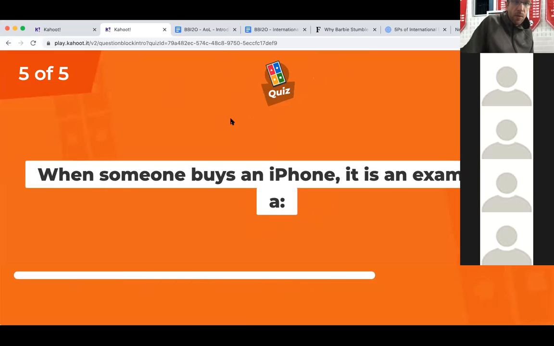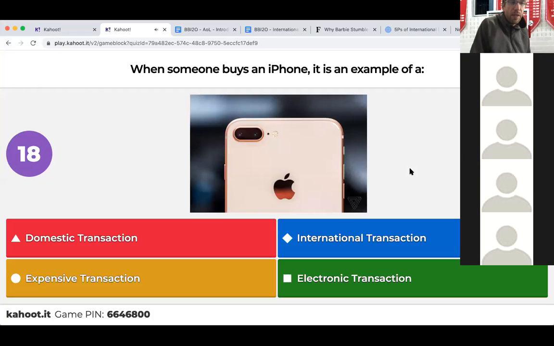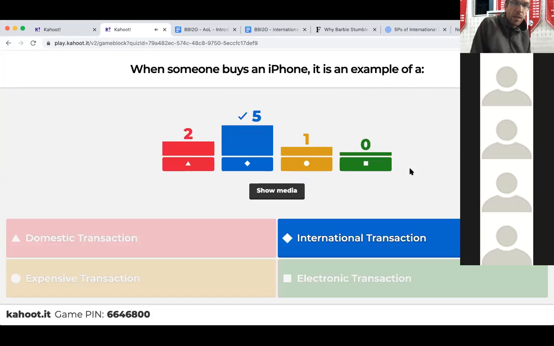When someone buys an iPhone, it is an example of a domestic transaction, international transaction, expensive transaction, or electronic transaction. If it's something that's only related to Canada, like you go to a local Yonge and Eglinton restaurant when they ever reopen and buy something there, everything stayed within Canada. But when we involve other countries, it's an international transaction, and the other 2 were words that I just made up to fill out the choices.